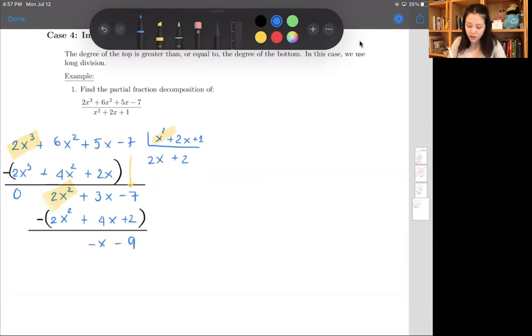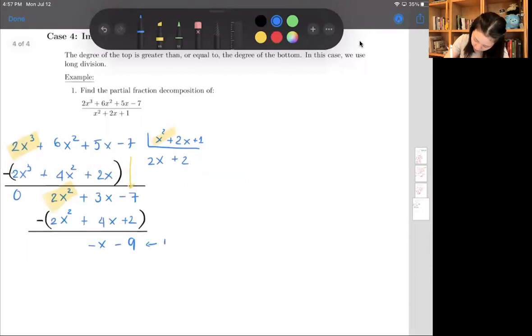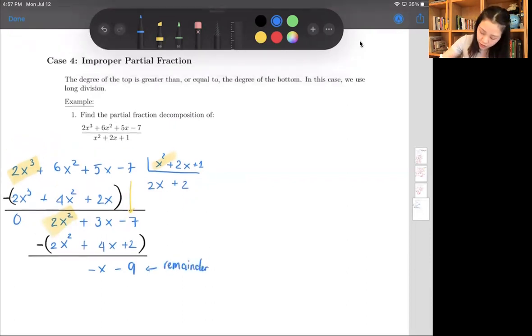All right, since this one has a lesser degree than the divisor, then we stop here. So that is your remainder. This one right here is your remainder. So let's rewrite this. It's going to be equal to, so the quotient is 2x plus 2 plus minus x minus 9 over x squared plus 2x plus 1.